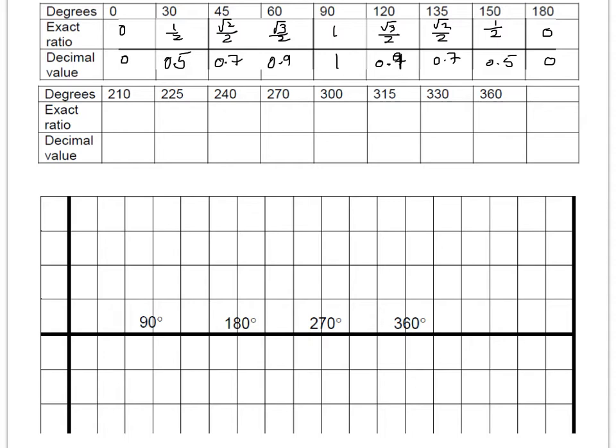Now to continue with the table of values, 210 is going to be in the third quadrant, so sine is negative. Everything from now on to 360 is going to be negative, because sine in quadrants 3 and 4 is negative. So 210 is in the third quadrant. The reference angle is 210 minus 180, which is 30 degrees. So sine 30 is 1 over 2. So this is negative 1 over 2, which is negative 0.5.